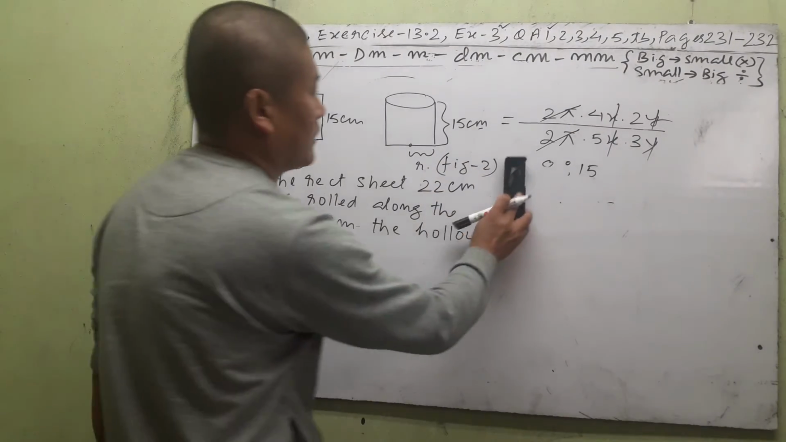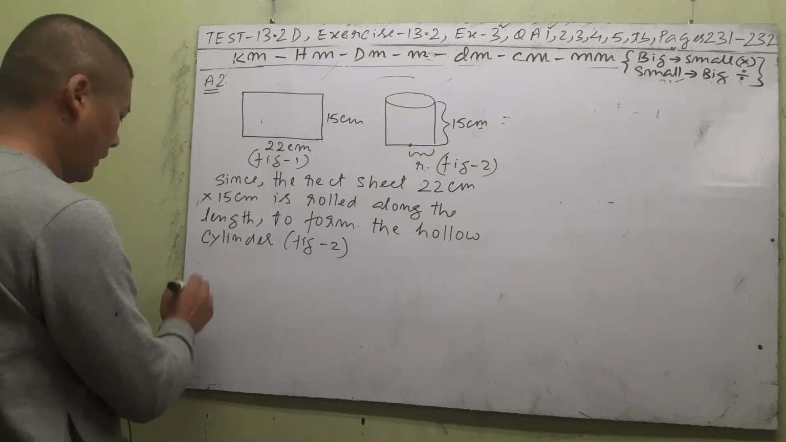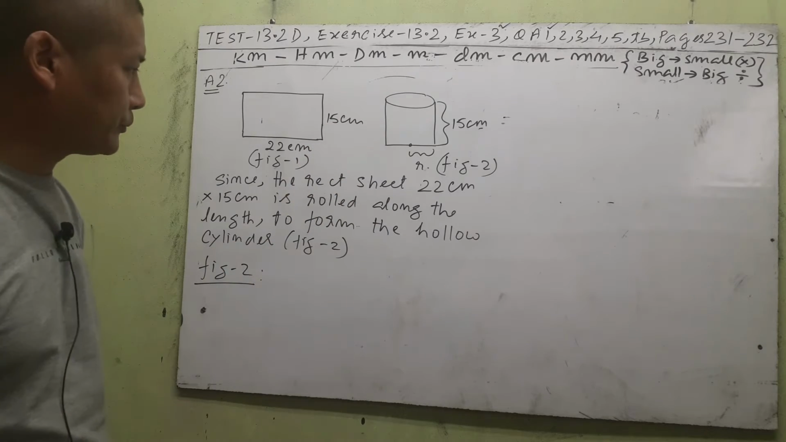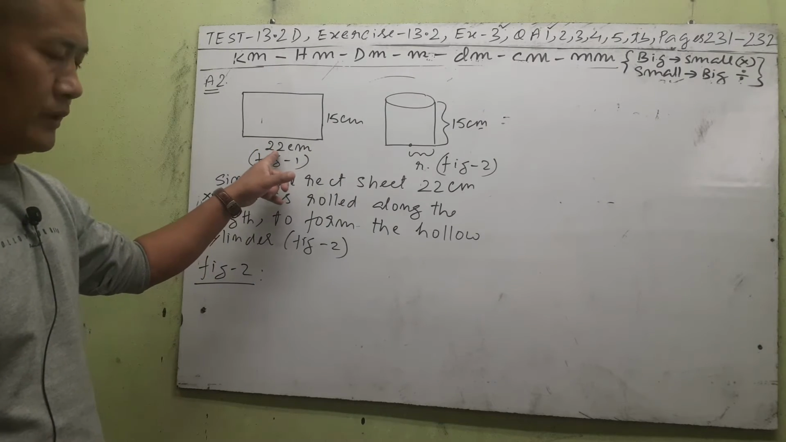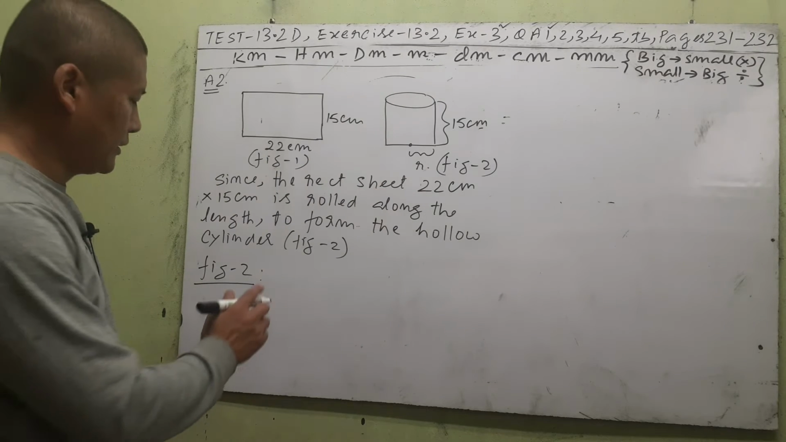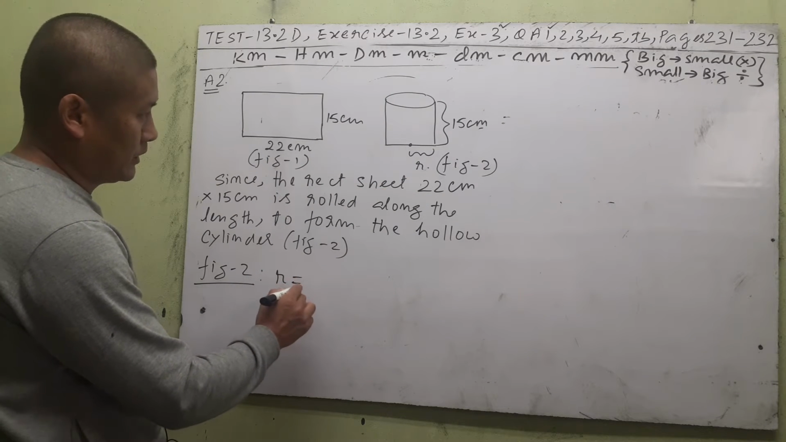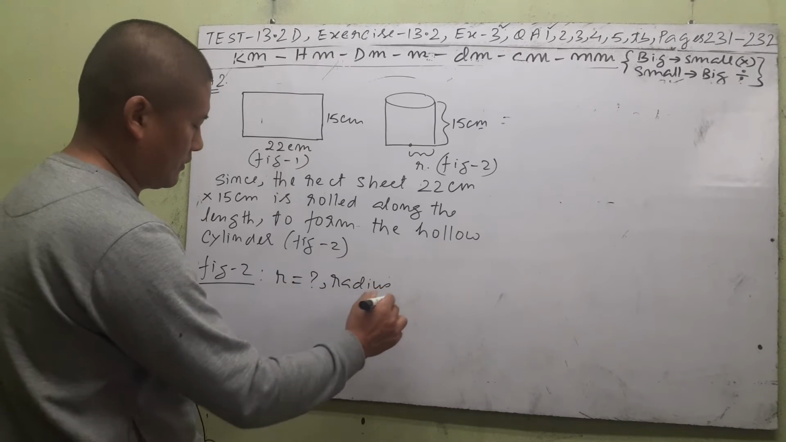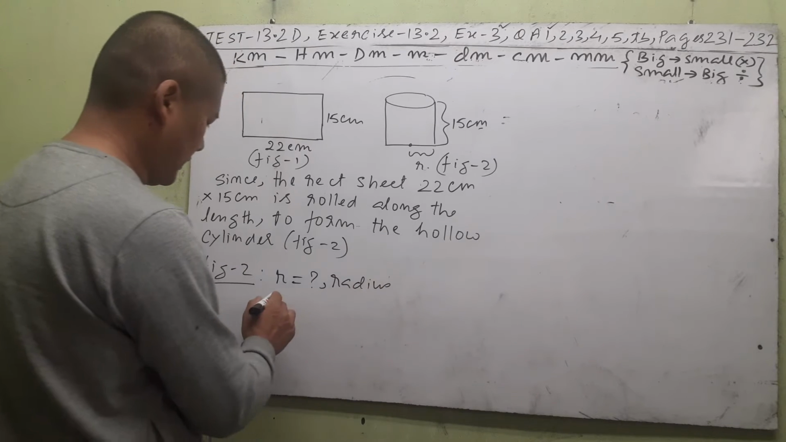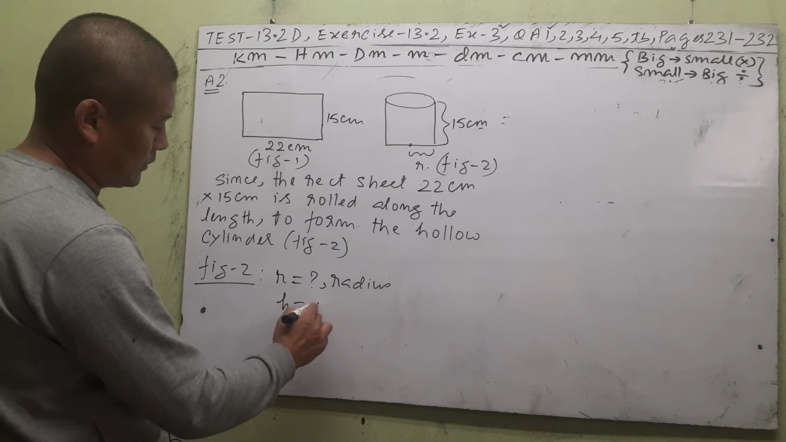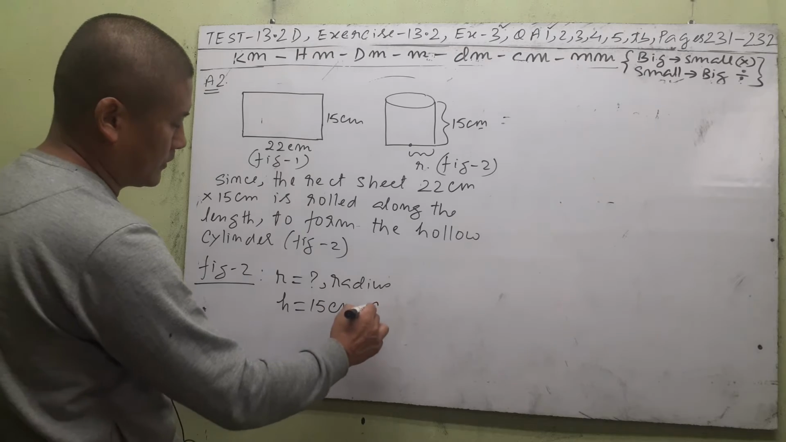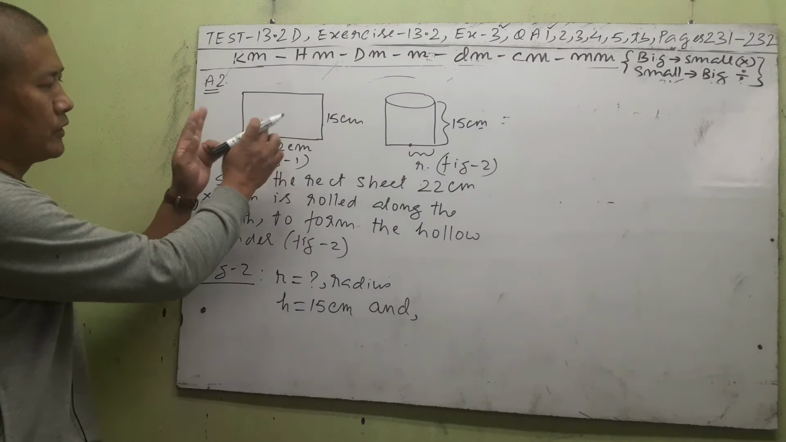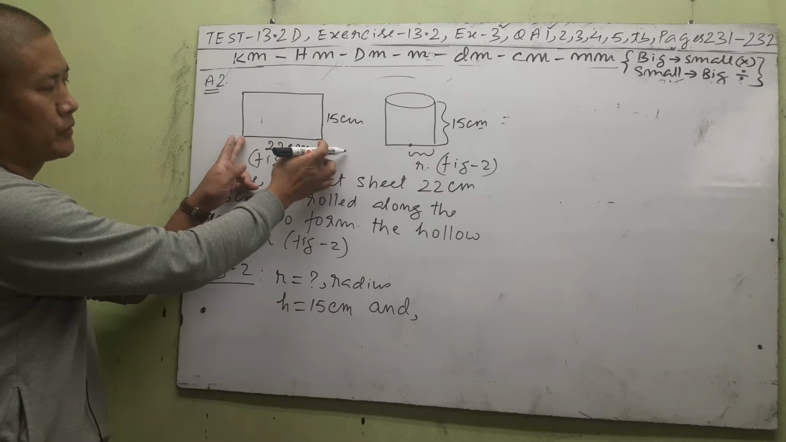So here figure 2, since it's rolled along the 22 centimeter length to form this figure 2 cylinder, let us say R, the question mark, is the radius of the hollow cylinder. Then H we know is 15 centimeter, and since it's rolled along this length, before rolling, the distance from here to here is 22 centimeters.